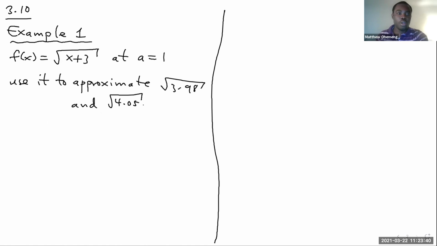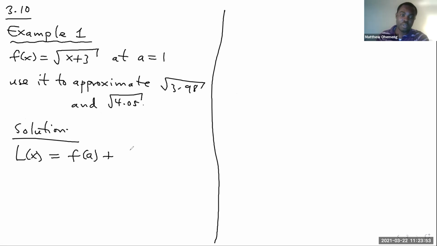Okay, so let's try and linearize, right? Let's find a linearization. We know that the linearization is just the equation of the tangent line. We call it L of x, and it's the function evaluated at a, plus the slope of the tangent, then x minus a, right?